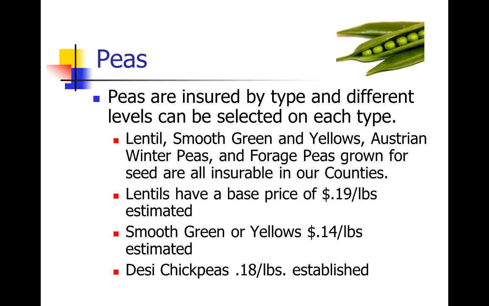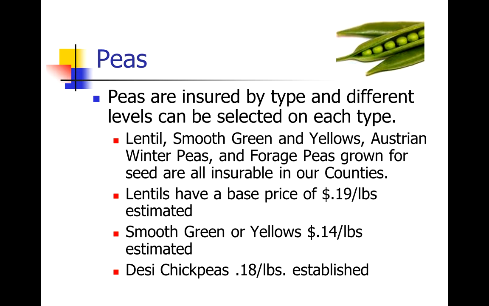And I forgot to add into this slide, but chickpeas now are also insurable in pretty much all of our counties. I just estimated these base prices, as this presentation is being done before the price is settled out, but lentils have a base price of 19 cents a pound. The smooth green and yellows, like I talked about at the beginning of this presentation, actually ended up being 16 cents a pound for this year, which is like $9.50 a bushel.